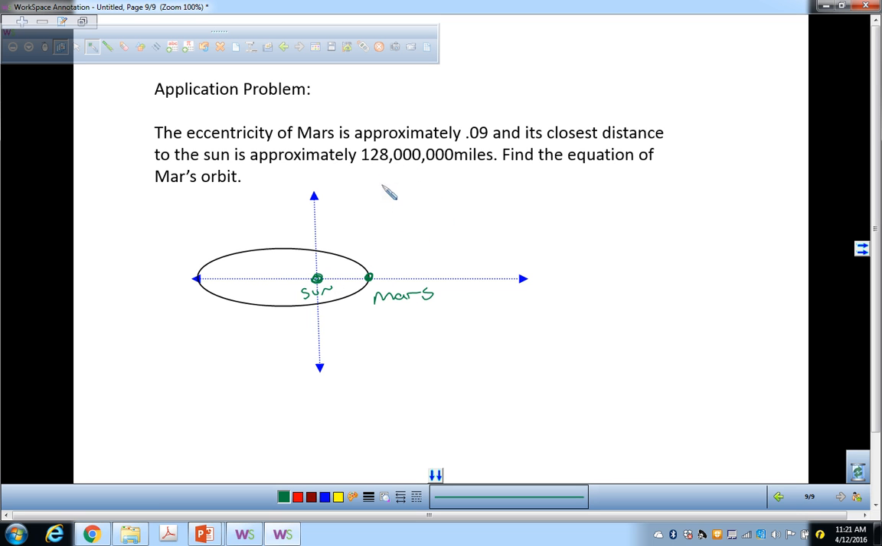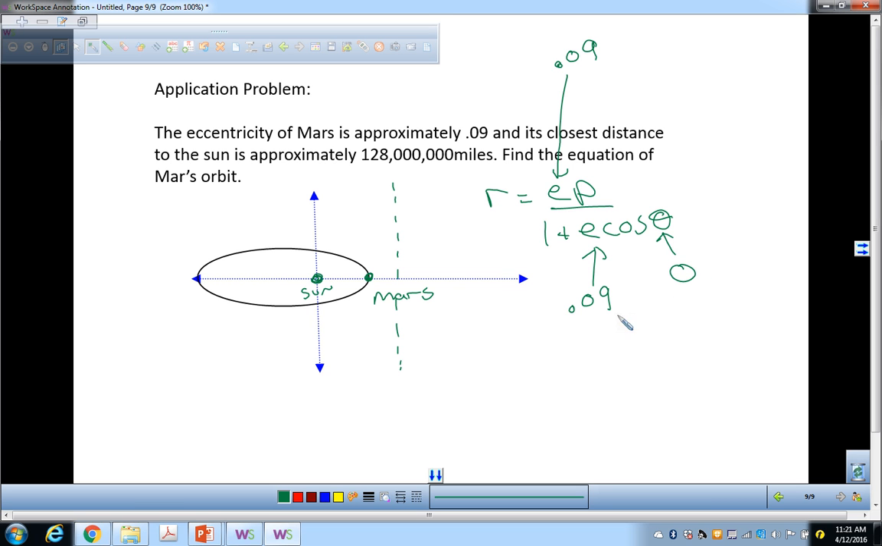But I'm not going to worry about that. I'm going to worry about that there's a directrix over here. So this is an equation of the form r equals ep over 1 plus e cosine theta. The way you do this, they tell you e, that's 0.09. And they tell you e up here is also 0.09. And then when theta is equal to 0, r is what? 128 million.